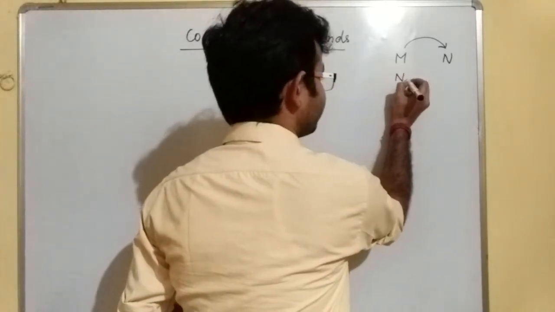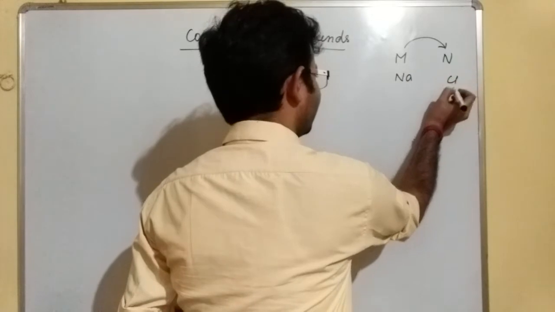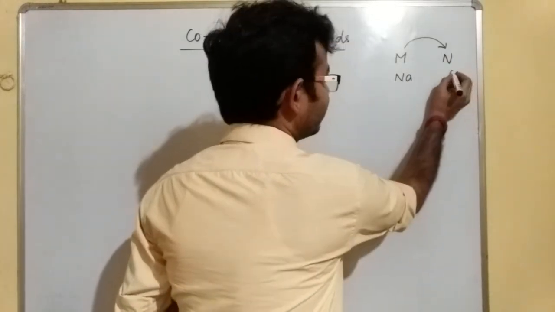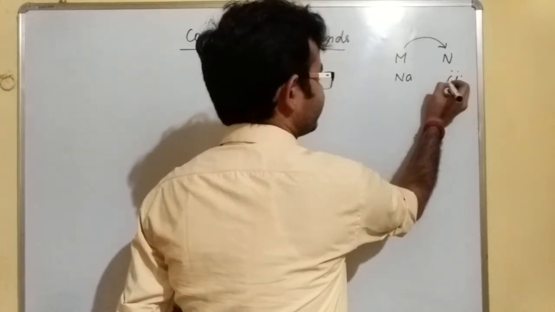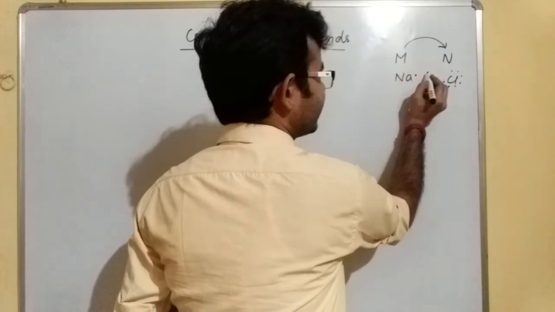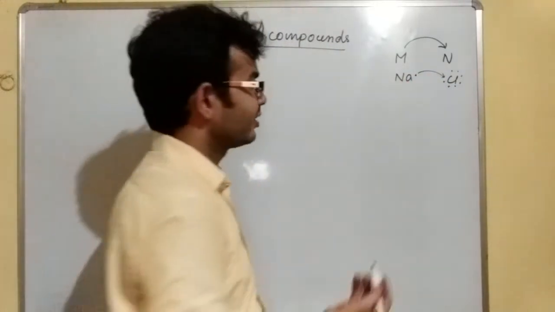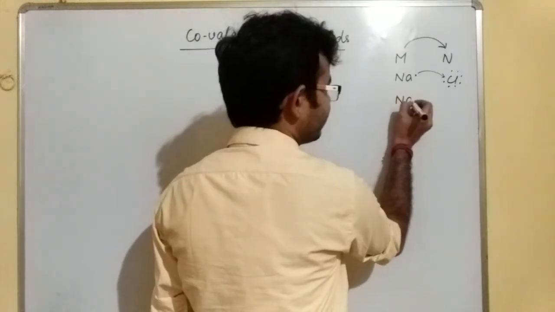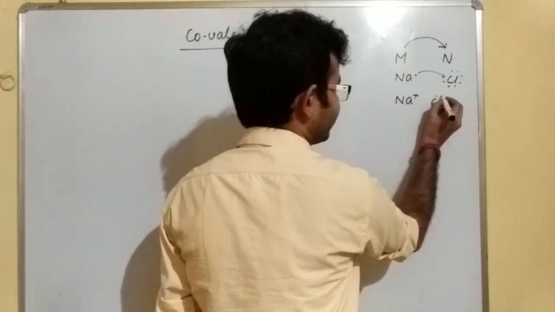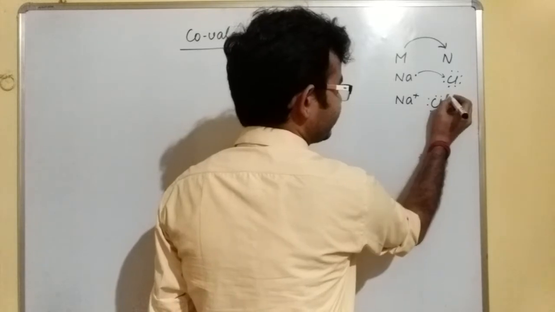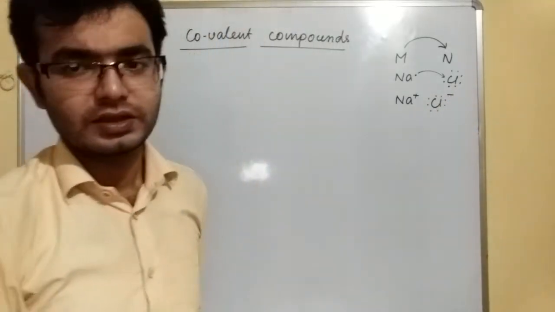Here, if we take the example of sodium and the non-metal chlorine. Chlorine contains 7 valence electrons. Sodium contains 1 valence electron. Sodium loses 1 electron and chlorine gains that electron. As a result, sodium forms Na plus and chlorine forms Cl minus. As it gains an electron it will be negative, so it forms Cl minus.